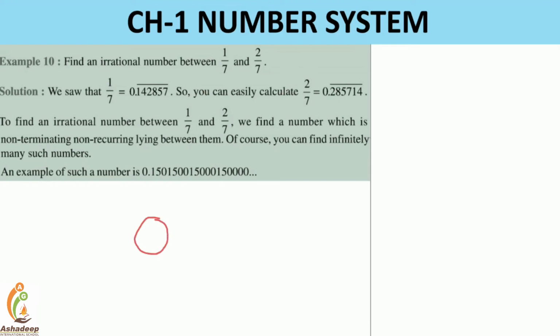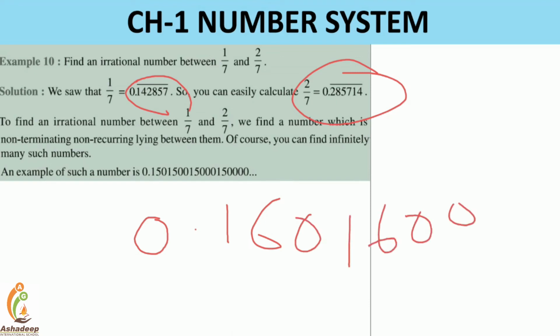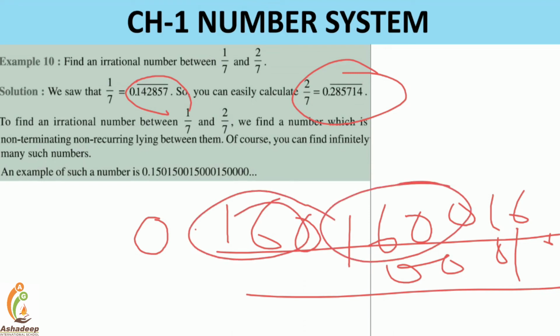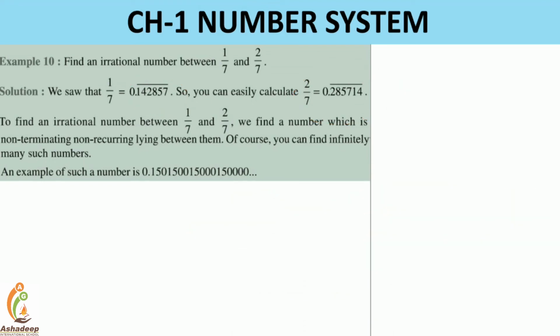So 0.16. This is greater than 1/7 but less than 2/7, right? Now you can write down anything: 0.16001600016... Are these repeating numbers? No. Any number is not repeating. It's a 160, it's a 1600, it's a 16,000, right? So the number is not repeated. So that is the irrational number.